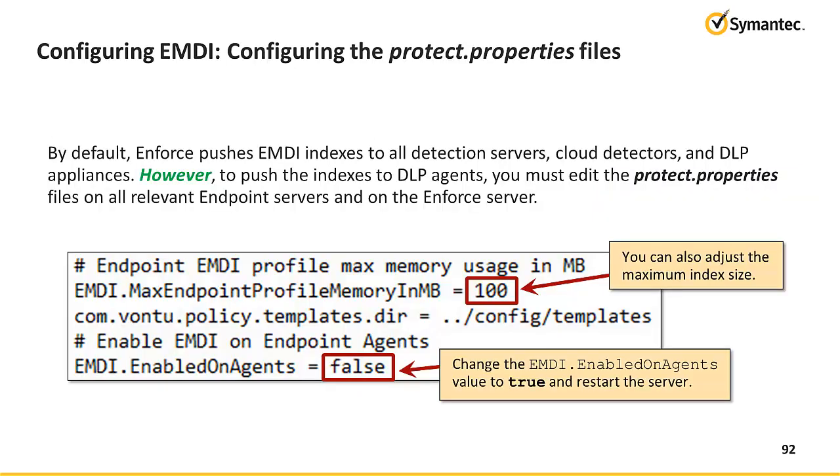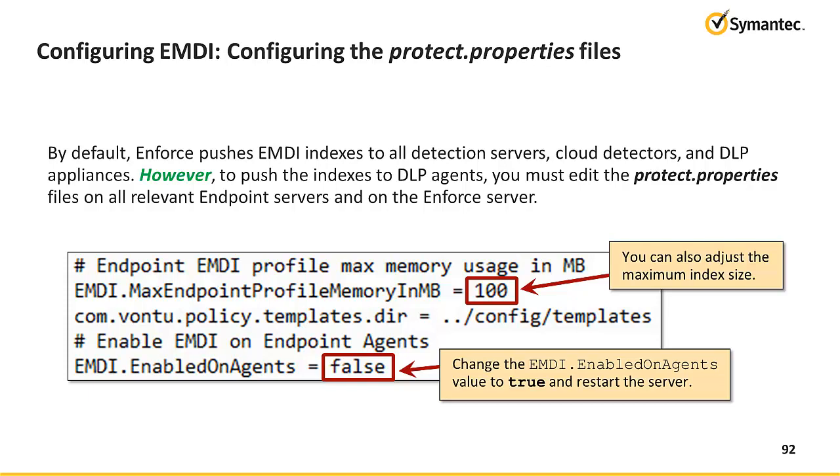By default, Enforce pushes EMDI indexes to all detection servers, cloud detectors, and DLP appliances. However, to also push the indexes to DLP agents, you must first edit the protect.properties file on all endpoint servers to which the agents connect, as well as on the Enforce server.